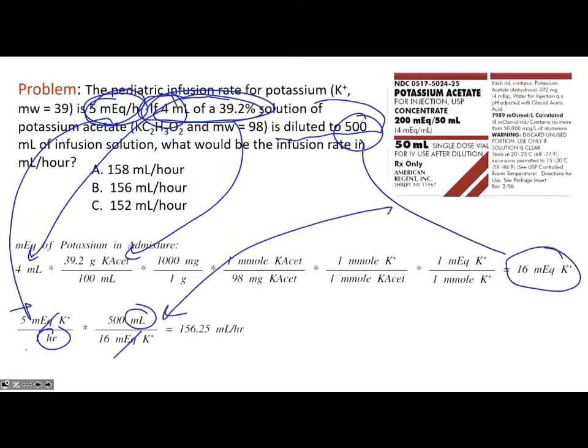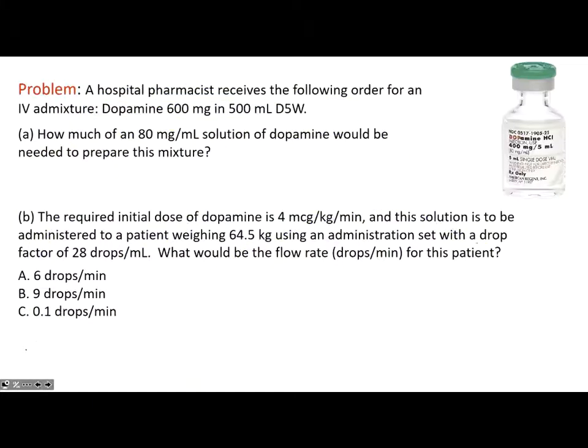And the only trick was knowing to start by first taking all that information and turning it back to, well, dang it, how much potassium is actually in that bag? That's what it's dosed on. The infusion rate is based off of potassium. So how much potassium is in that bag? That was really the first step on that.